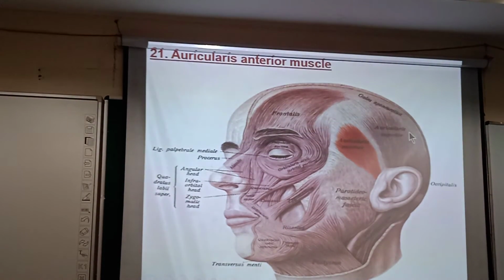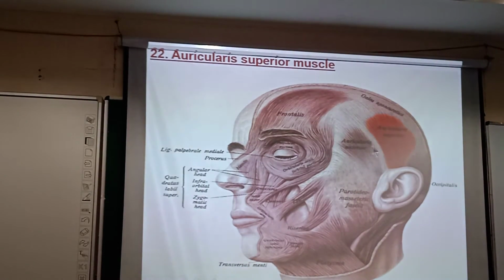Coming to muscles around the ear, auricularis anterior. It takes its origin from the superior temporal line. Here lies the superior temporal line in the temporal bone. From here it takes its origin, going to the anterior aspect of the auricle. Here lies the root of helix. So anterior, and its action is to elevate the auricle.